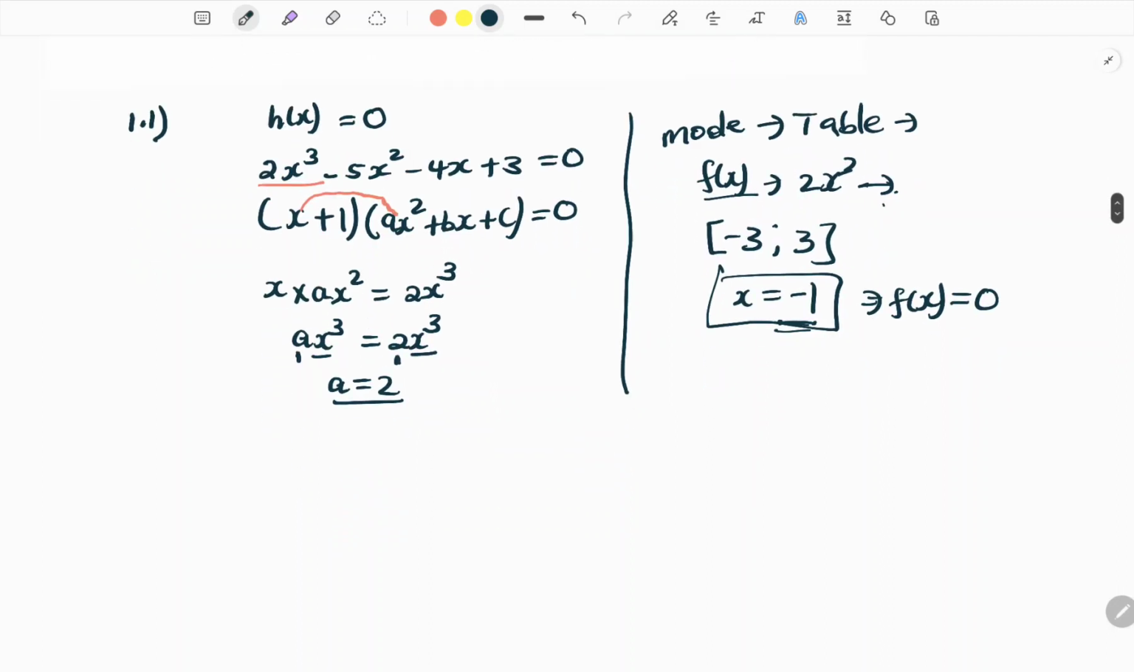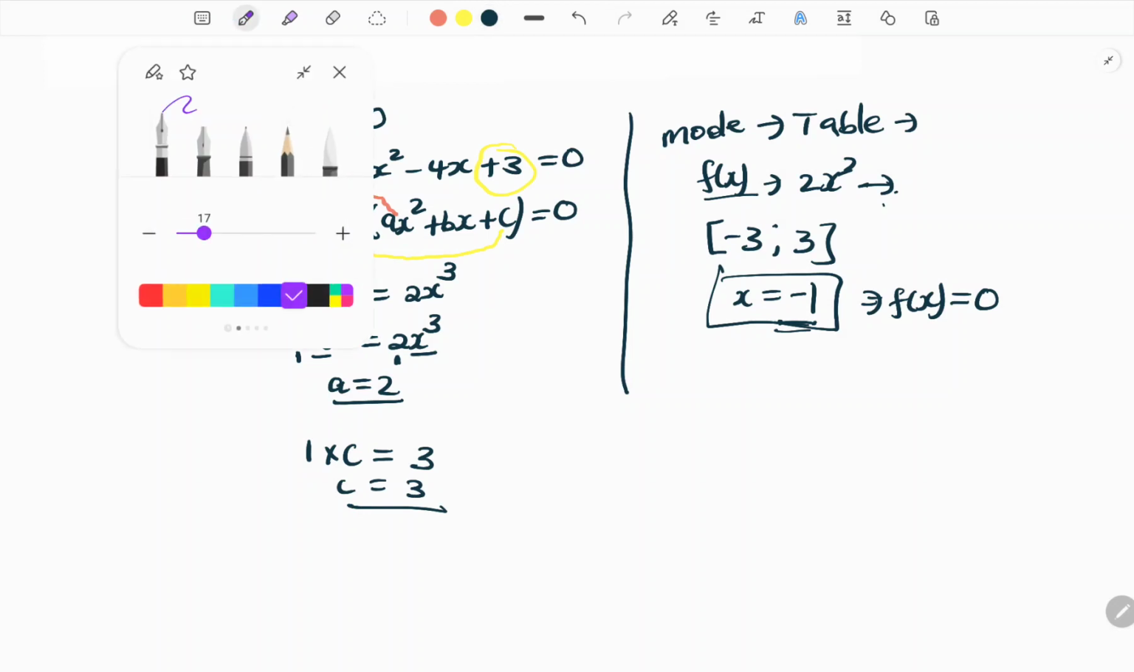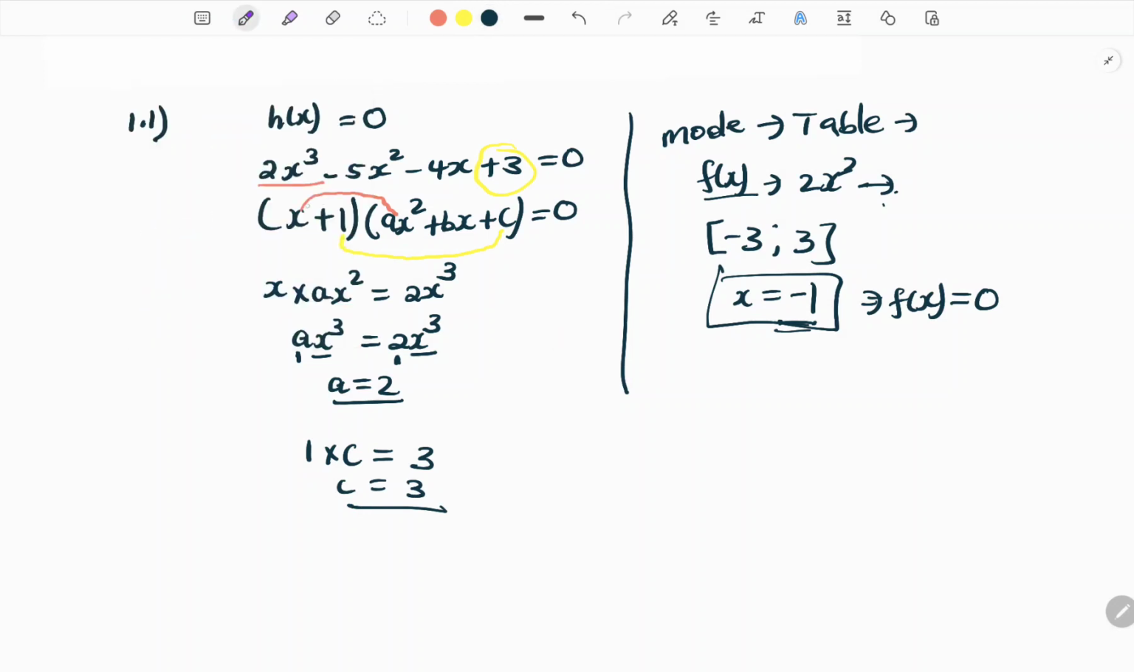Then for b, let me just start with c. For c, I'm going to take the last term by the last term to get the last term. It's going to be 1 times c is equal to 3. Therefore, c is equal to 3. I'm done. Then to get my b, I'm going to do like this.